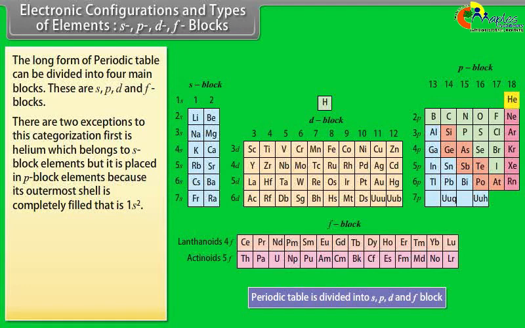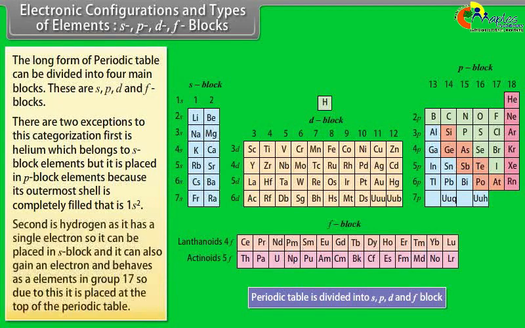First is helium, which belongs to s block elements, but it is placed in p block elements because its outermost shell is completely filled, that is 1s2. Second is hydrogen, as it has a single electron, so it can be placed in s block, and it can also gain an electron and behave as elements in group 17. So, due to this, it is placed at the top of the periodic table.